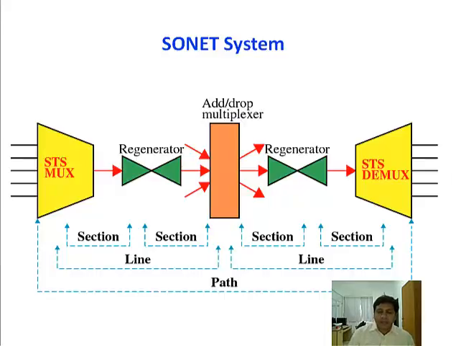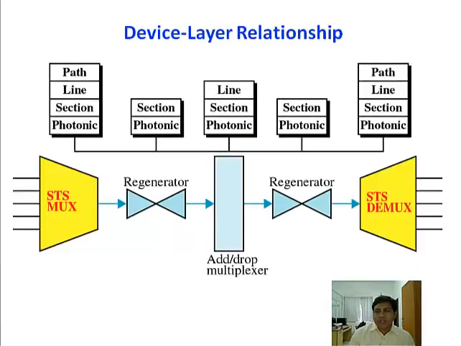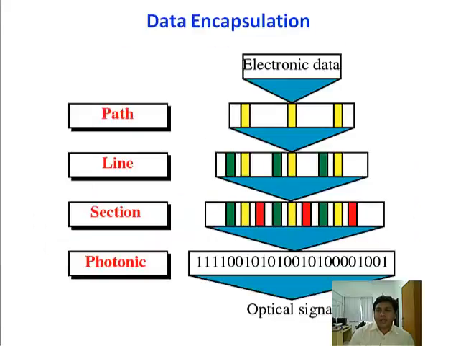We have different layers: section layer, line layer, path layer, and physical layer, the photonic layer. So this is SONET coming under the SONET layer. This is coming under the device layer relationship. This also requires encapsulation. For example, the optical signal comes from the basic layer. Now this photonic layer will combine together and give the section, then line, and then path. In the terminal we always have electronic data, and in photonics we have an optical signal or an electrical signal. So a conversion is required.